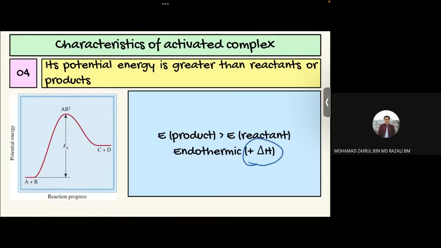Macam saya cakap tadi, the difference in energy between the transition state dengan reactant itu kita panggil dia sebagai activation energy ataupun kita tulis sebagai EA. Dan difference between product dan reactant ini kita panggil dia sebagai delta H. Okay, setakat ini ada apa-apa soalan tak? Any question?